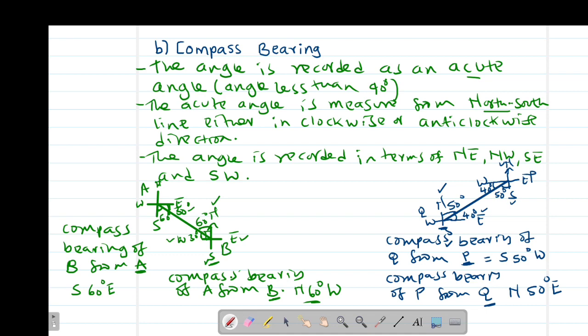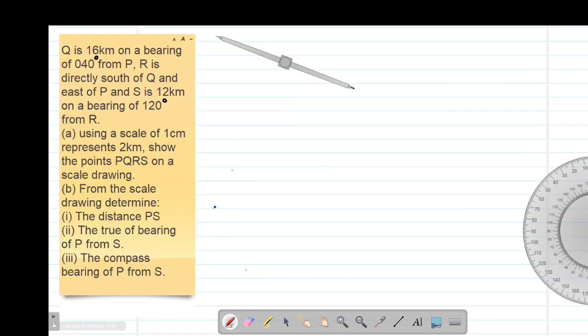Then we look at an example so that we see how we can handle that in a question. We are told that Q is 16 kilometers on a bearing of 040 degrees from the point P. Therefore, our first coordinate to plot will be the point P. Of course, the first thing is to make a sketch so that you have a rough idea of how the diagram will be.